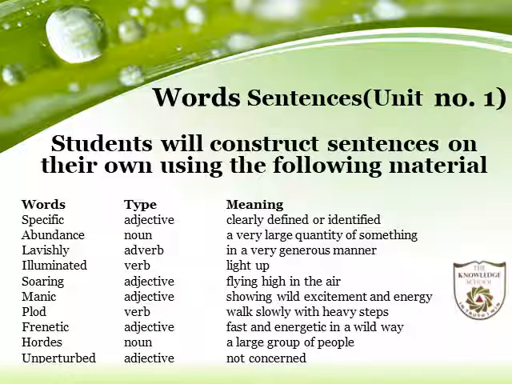Next word is hordes. Hordes is noun, a large group of people. The last word is unperturbed. It is an adjective. It means not concerned. These are all the words that you have to use in your sentences, and you have to make your own sentences for all these 10 words.